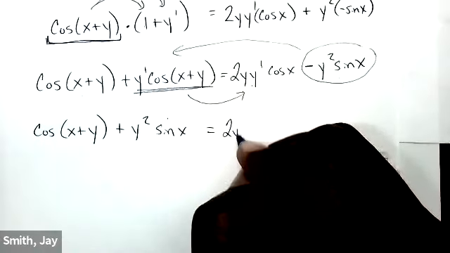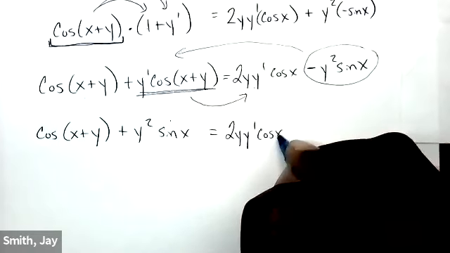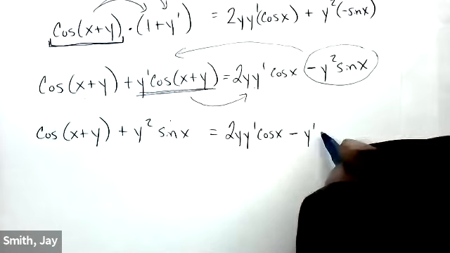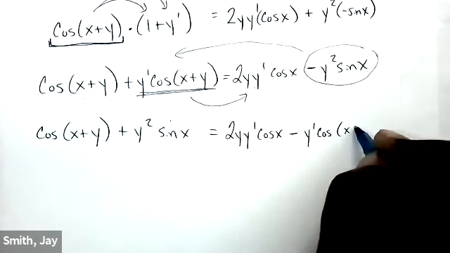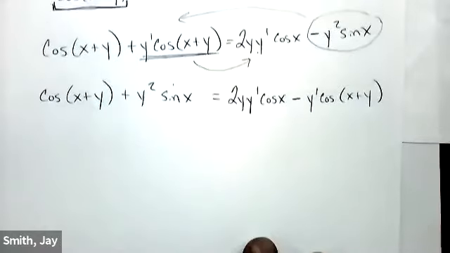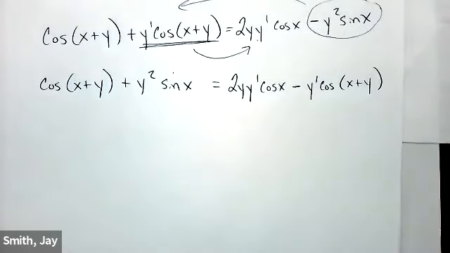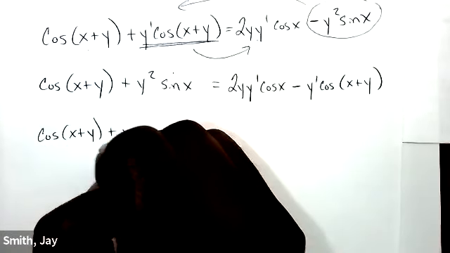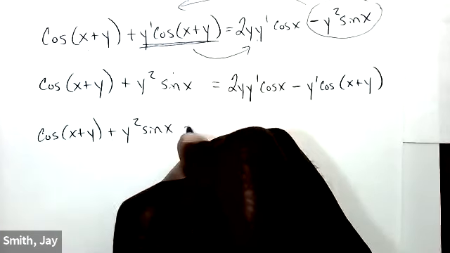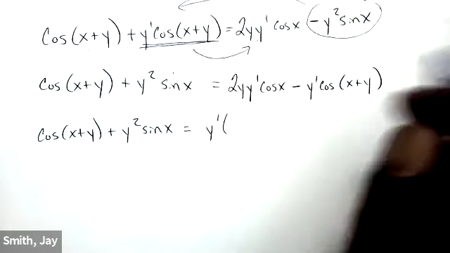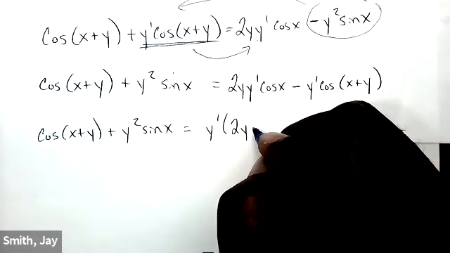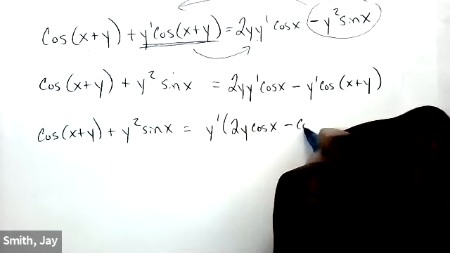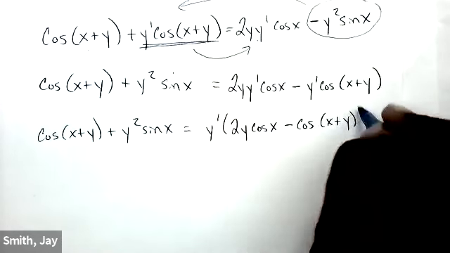On the right-hand side, I'm going to have 2y y prime cosine x minus y prime cosine of x plus y. Now on the right-hand side, I can factor out a y prime. So the left-hand side is going to stay the same, cosine of x plus y plus y squared times sine x is equal to y prime. I'm going to want to factor out, inside my parentheses, 2y cosine x minus cosine of x plus y.